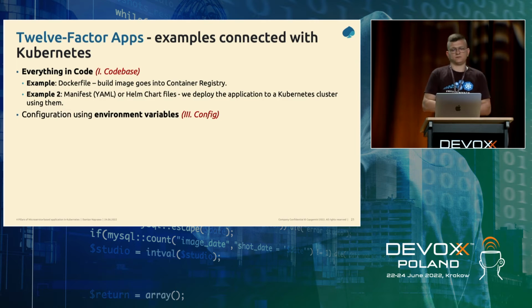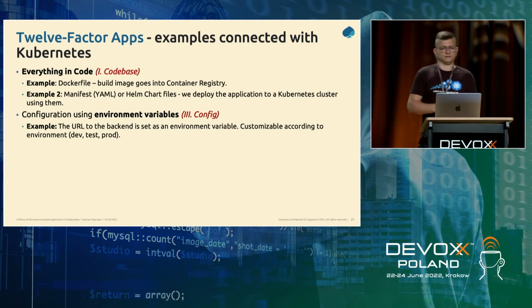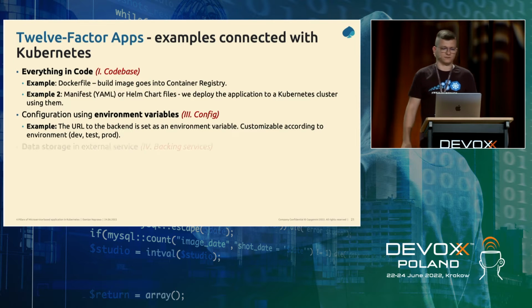The next principle is configuration using environment variables. Example, the DNS or URL to the backend service or to some external service that our application uses will be passed as an environment variable. So it will be customizable according to the environment, like dev, test, prod, and stuff like this. We should prepare our applications during the design phase to allow passing environment variables.